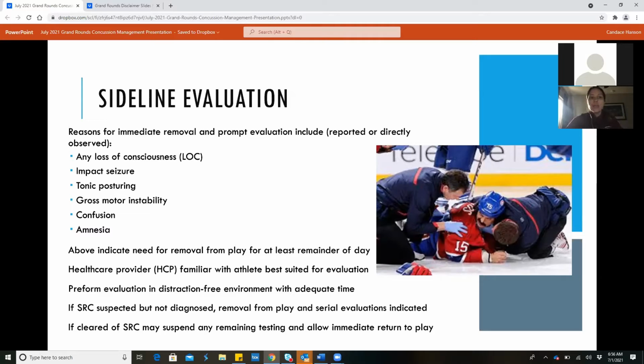So if sport-related concussion is suspected but not diagnosed, removal from play and serial evaluations are indicated, again starting with that same day. If you're cleared of sport-related concussion, you can suspend any testing and allow immediate return to play. So only an athlete that you don't have concern for having an actual concussion, and who does not have these specific things that you brought them out of the game for, can return to play the same day. Go ahead, next slide.